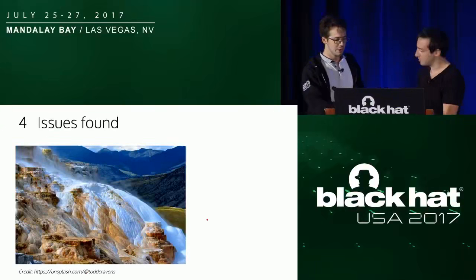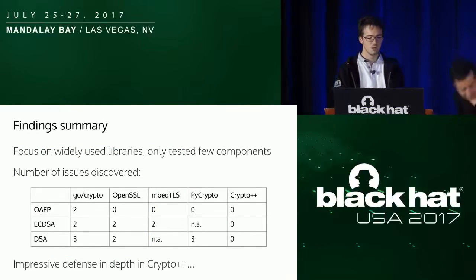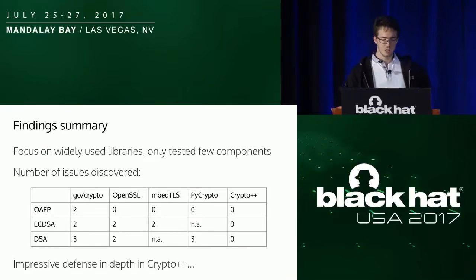Okay, issues found. What kind of issues did we find? Here you can see we tested OAEP, ECDSA, and DSA on multiple widely used libraries. For DSA, it's really bad. Most libraries are not testing domain parameters, they are not testing the boundaries, they are not testing a lot of stuff, so you can provide invalid parameters and do crazy stuff like remote DoS of the signer upon invalid parameters.